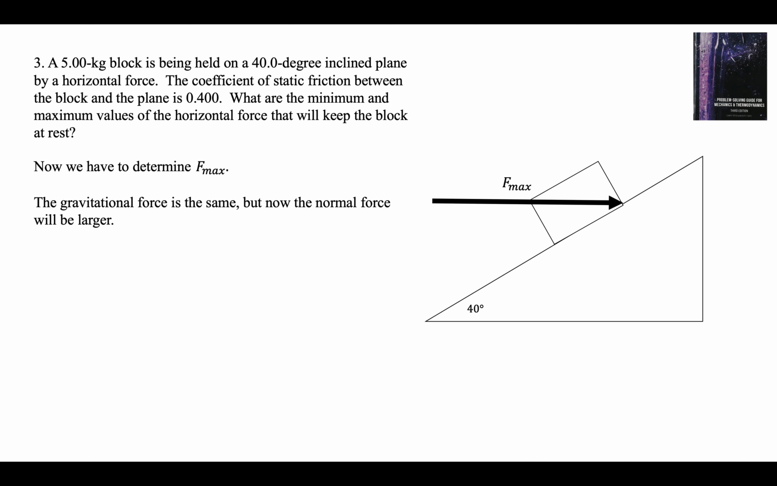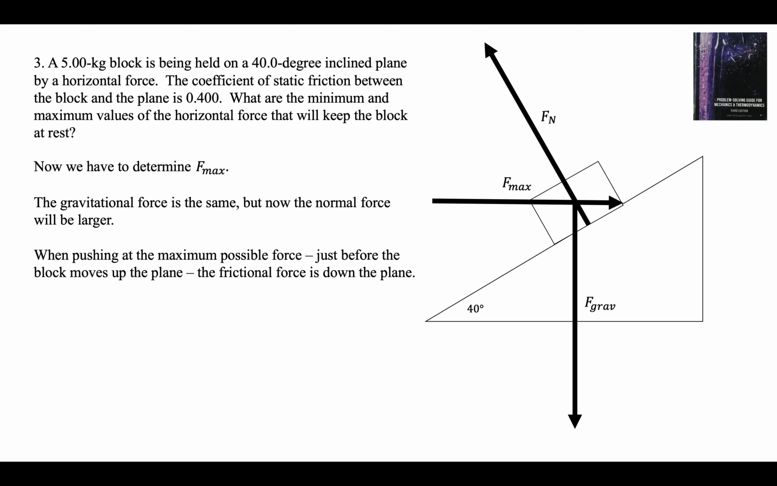The gravitational force is the same, of course, but now the normal force will be larger because F max is jamming that block into the plane. There's F gravity, there's F normal. The frictional force is down the plane because it's just about to go up the plane. The frictional force is hanging on. So now the direction of the frictional force has changed, and some magnitudes have changed.